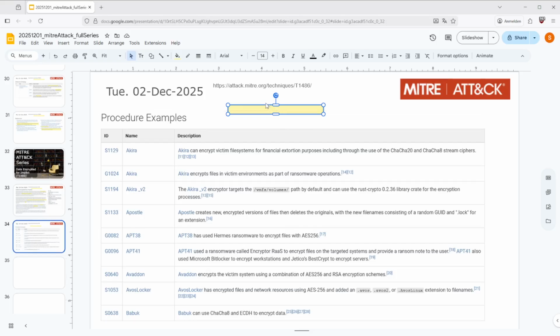But yeah, so let's read through the different groups now. Akira can encrypt victim file systems for financial extortion. Yes, that's what happened. The purpose, including through the use of the Chacha20 and Chacha8 stream ciphers.